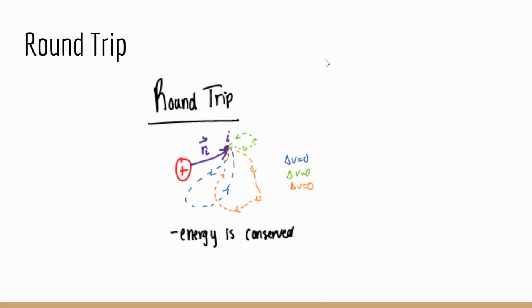We also looked at an example where the starting point also serves as the ending point, or a round trip example. Once again, this is path independent, so there was no change in electric potential, and this is because energy is conserved. It's not created or destroyed.